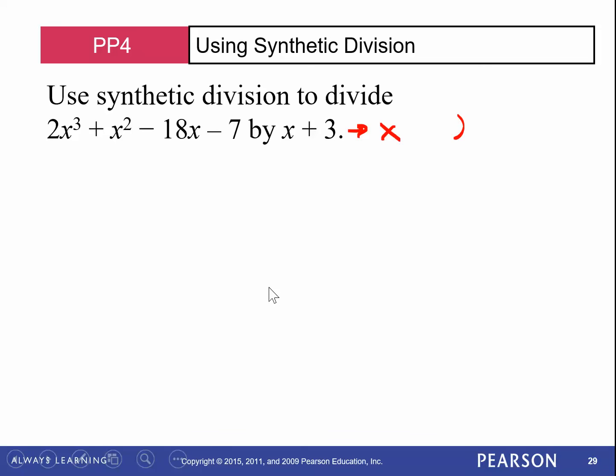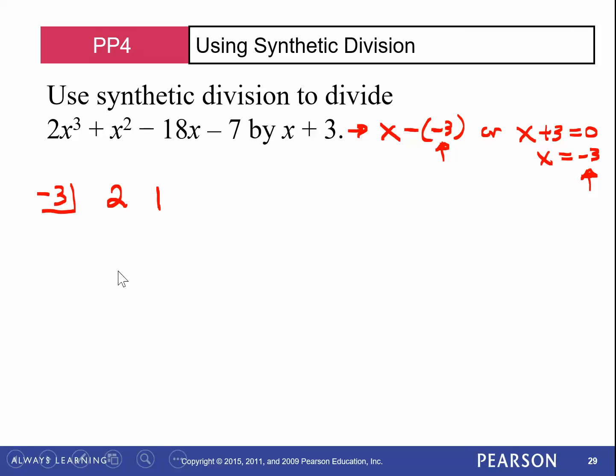So first and foremost here, the question is, what in the world is our a value? You can either set it up like this, x minus a, and the a value is -3, or you can solve it for 0. Subtract 3 from both sides gets you -3, but in all cases here, -3 goes in the corner. And let's see what we put down here. We got a 2, a 1, -18, and -7. We good?